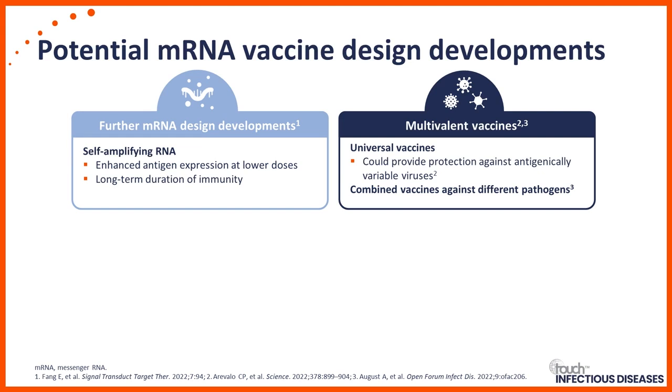As I mentioned before, there's the potential to do multivalent vaccines. That is, combine vaccines to stimulate immunity to several different pathogens. And this could be actually different viruses, like I mentioned with human metapneumovirus and parainfluenza, but it also could be against different strains or variants of a single virus.